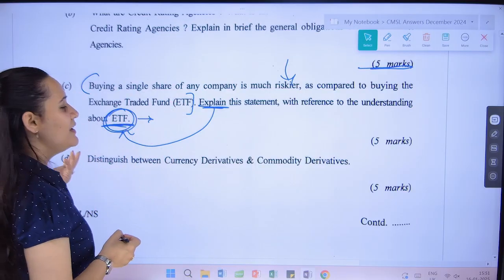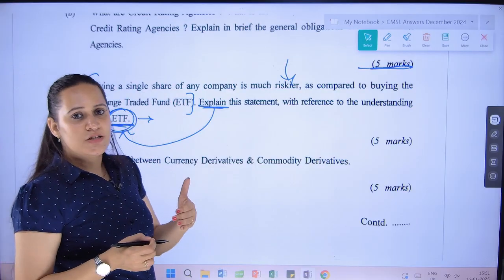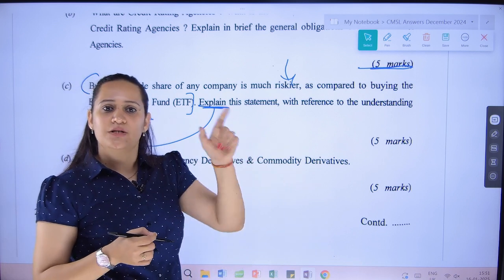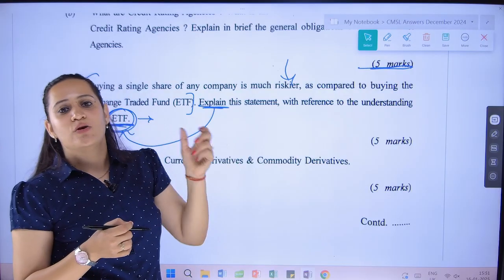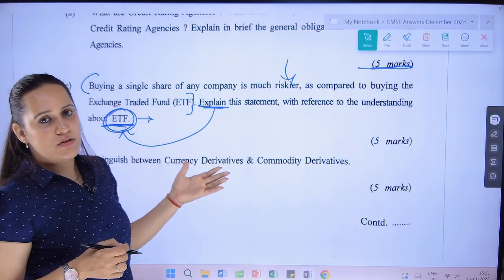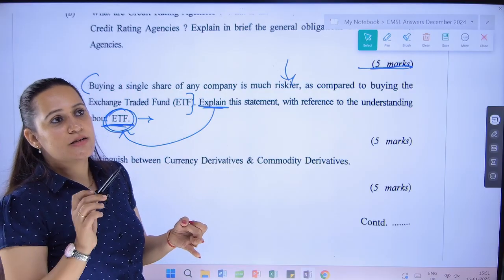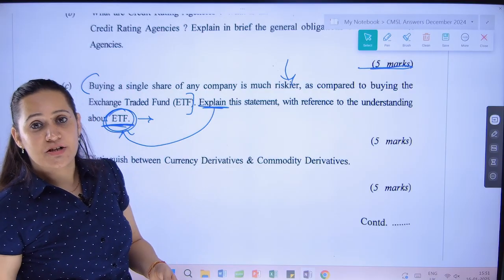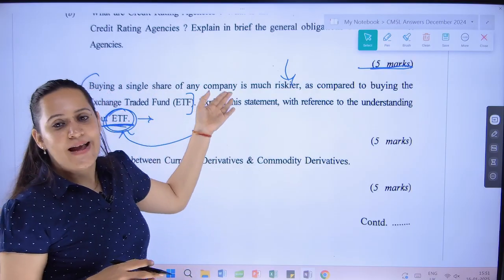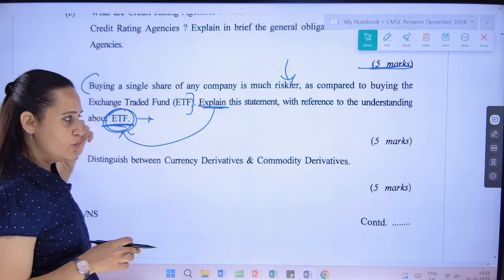You're going to say that ETFs are functioning on the basis of an index, right? They have a benchmark index against which they are going to do the comparison and they are going to make an investment. So that is why exchange traded funds are safer, because it is diversified, it is based on an index, it is based on a benchmark, right? So for these reasons, it is safer than any other single investment that is going to be made.